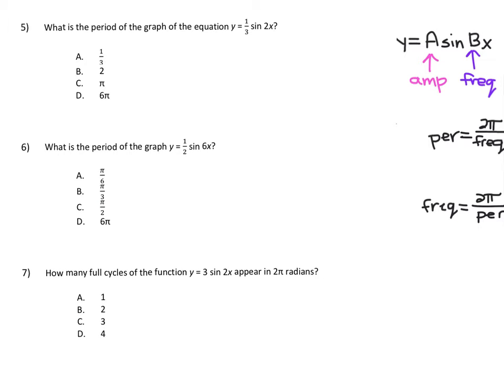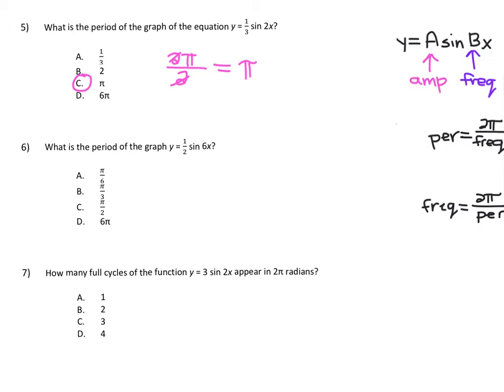Okay, number 5 asks us to determine the period of the equation. So if we look over here, we know period is equal to 2 pi over the frequency. So if we take 2 pi and divide it by, well, the frequency is the number in front of the x. So here the frequency is 2. So if we take 2 pi and divide it by 2, that's going to leave us with pi. So our period is pi, which is letter C.